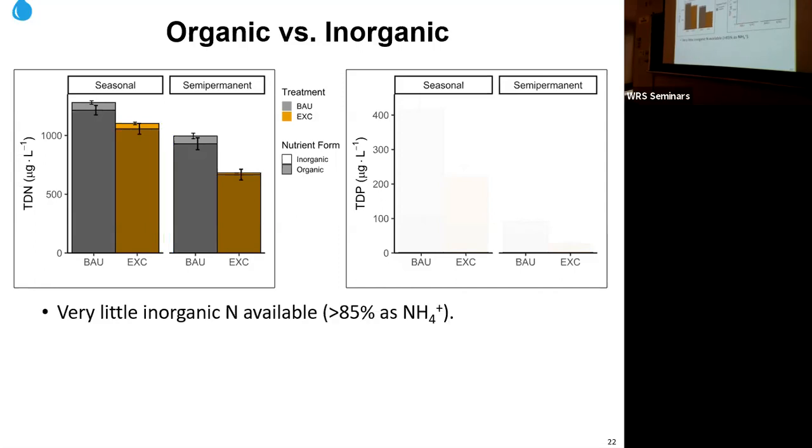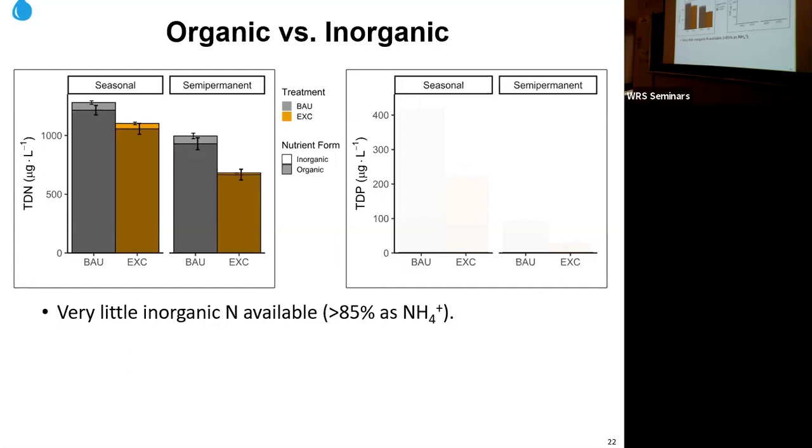Okay, so what did we find? We found that with regard to nitrogen, there was very little inorganic nitrogen available, like almost nothing. And of that almost nothing, over 85% was as ammonia. Okay, so like nitrate, the problem child in the nutrient world, it wasn't there. We call it the problem child of the nutrient world because it causes, you know, human health problems and it kills cattle. Right? Okay, cool.